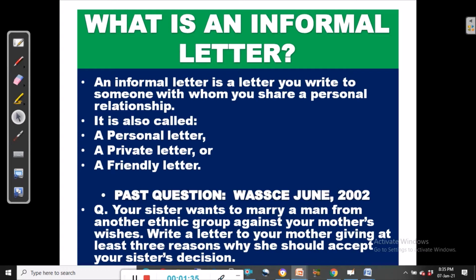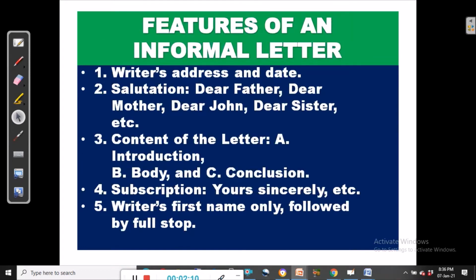Now, we shall be looking at a past question taken from the Wassce of June 2002, and the question is as follows. Your sister wants to marry a man from another ethnic group against your mother's wishes. Write a letter to your mother giving at least 3 reasons why she should accept your sister's decision. We shall be demonstrating or illustrating the process of letter writing with this past exam question. But first, let's look at the features of an informal letter.